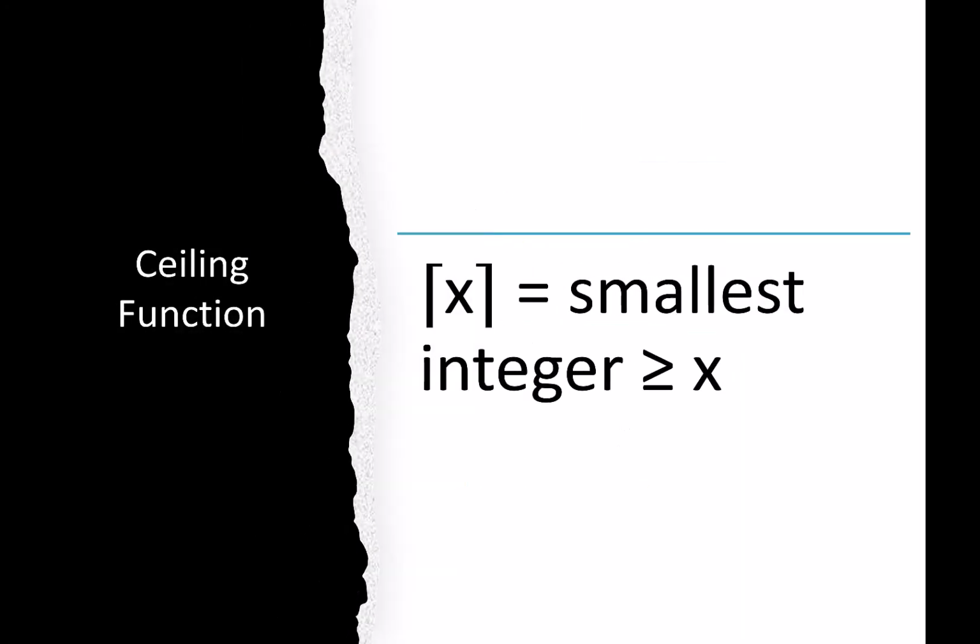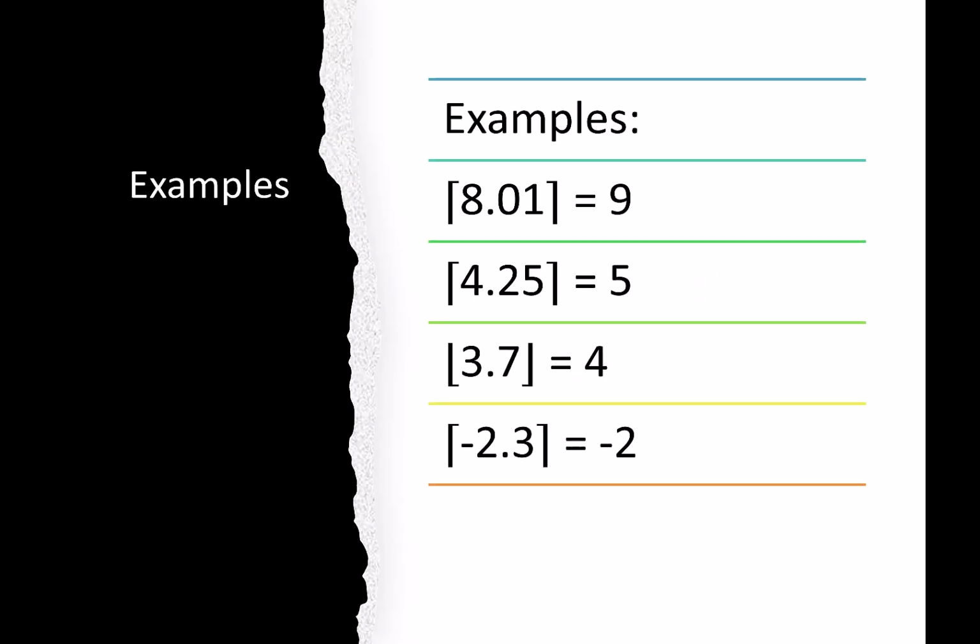The ceiling function does just the opposite. It rounds a number up to the smallest integer greater than or equal to the number, so you're always moving to the next highest whole number. And again, this is not just about rounding, so even something small like 8.01 is going to go up to the number 9. 4.25 will go up to 5, 3.7 goes up to 4, and negative 2.3 goes up to negative 2.